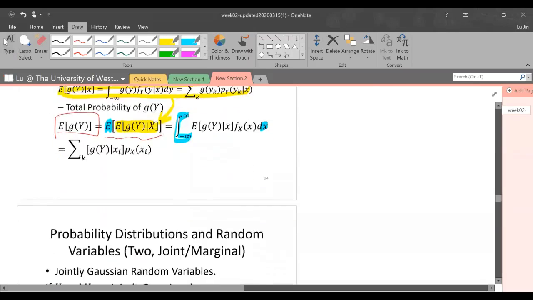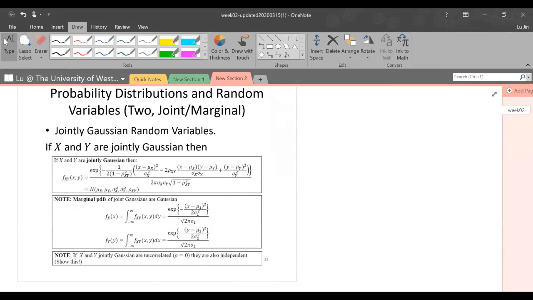Now let's move on to the next page. So in this slide, we can see a very special case of the joint distribution. In this case, there are two random variables, x and y, and both are following the Gaussian distribution, or in other words, following the normal distribution. Okay, and in such a case, the jointly distributed random variables have some special features.